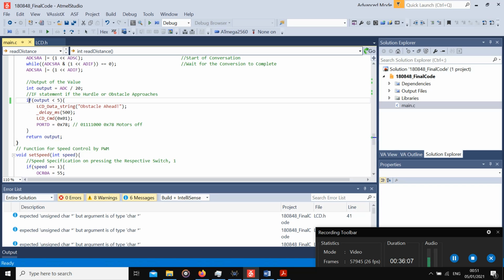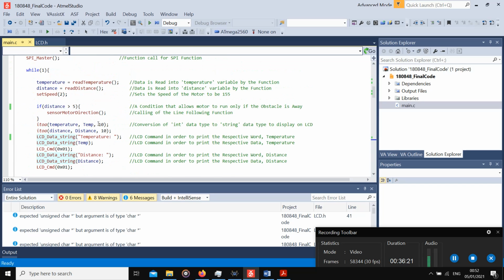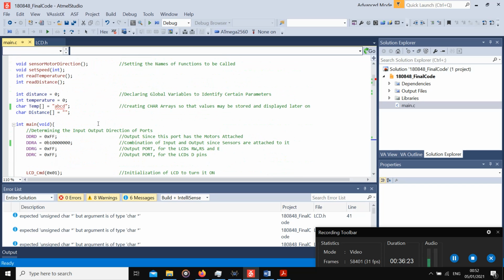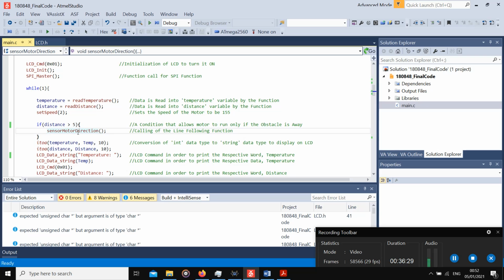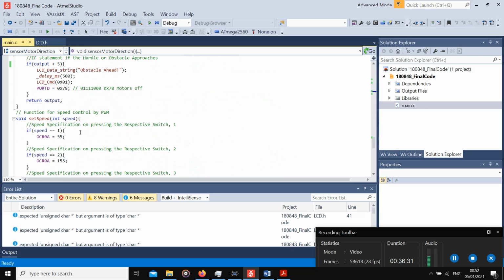So what is happening in this if statement is that when your output, your distance, is going to be less than 5, your LCD is going to display the obstacle ahead message and your motors are going to turn off. So this is something that I've already explained in the main function over here, that if your distance is greater than 5, then your motors are going to work. So this is exactly what is done here.